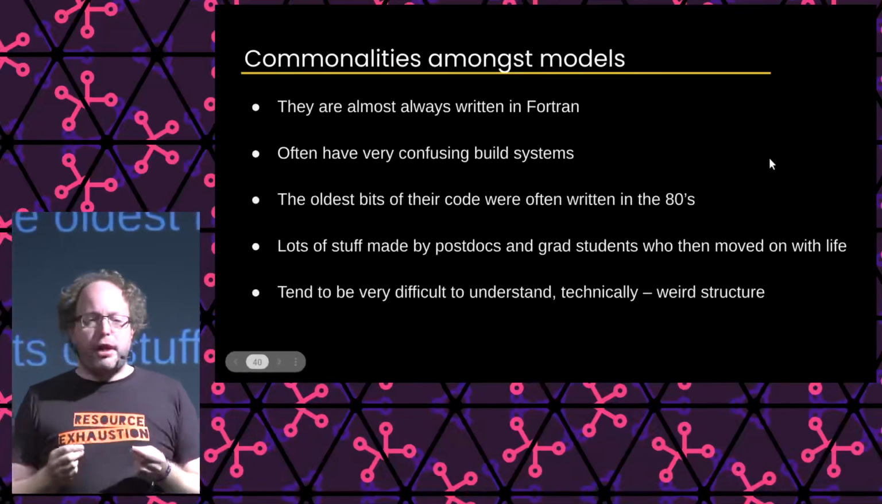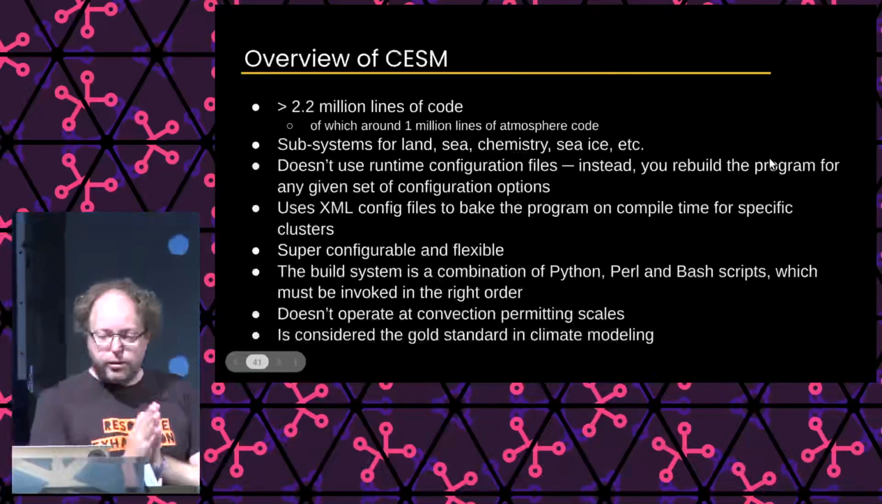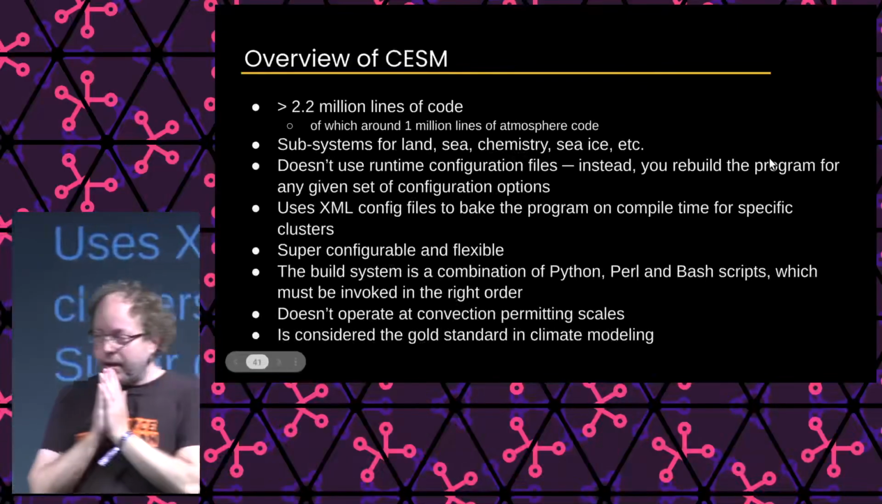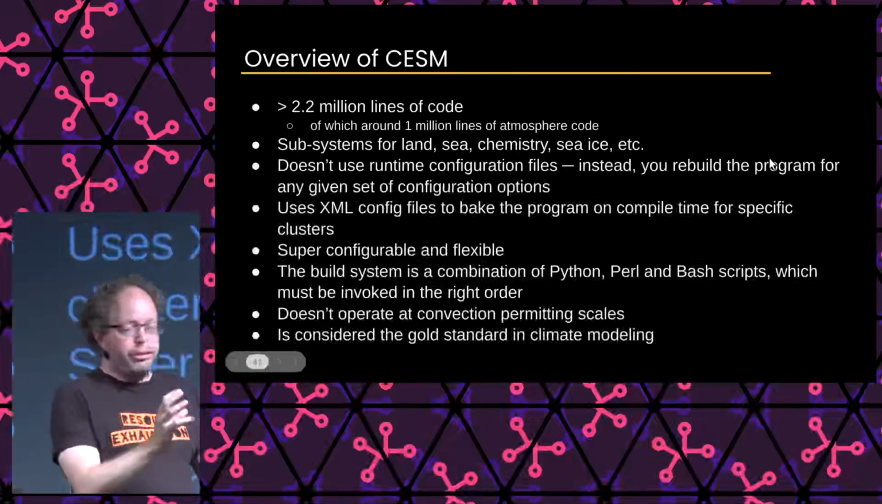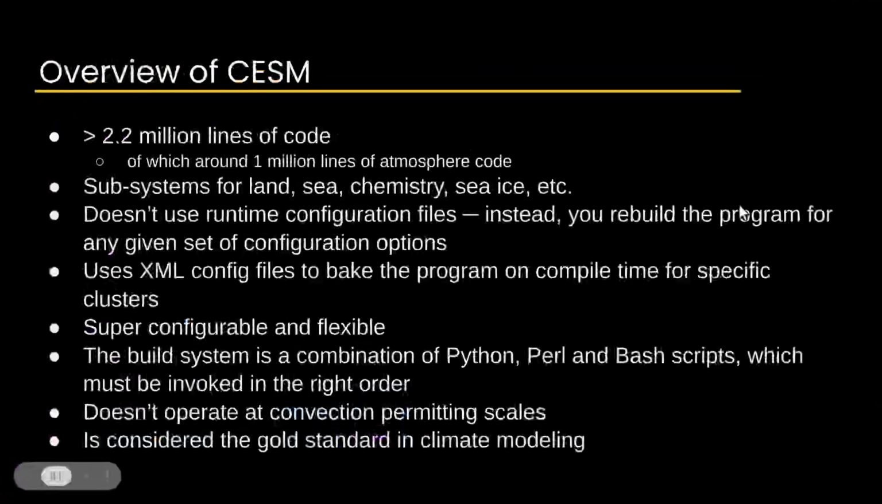And they also have very weird structures. So if we look at CESM, it's about 2.2 million lines of Fortran code, right? And about 1 million lines of that is just the atmospheric model. There are different subsystems for land, sea, chemistry, sea ice, rivers, and so on. There's actually amazing development still going on with this, and it's a very active development team. Mostly scientists, but they have a couple of software developers who are kind of making everything wonderful. I love following their stuff.